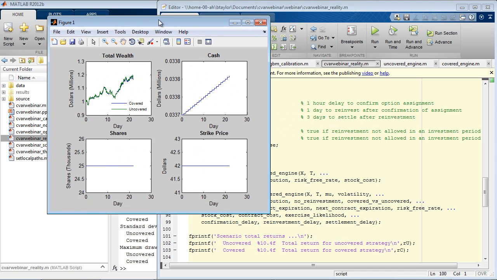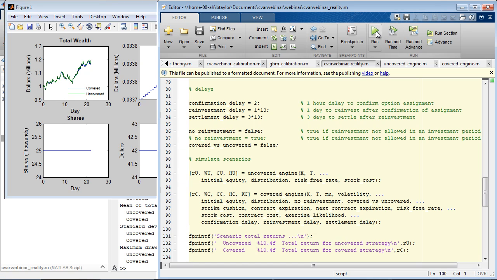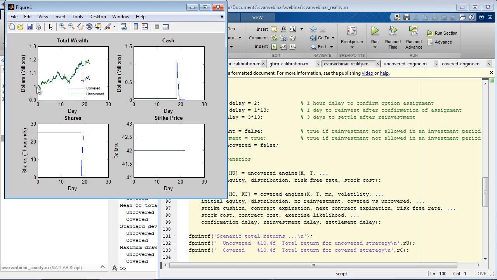Okay, here we are. All right, so this is an example for a single scenario, and the green line is the uncovered position. Essentially, this is your initial wealth, and after a month, which is 22 days in this case, this is what the scenario would calculate as the return over this period. The covered position in this case doesn't have a lot of slippage. It's also showing the number of shares you have in the covered position, your cash position, which in this case is just incrementing upwards by the interest that you get at the end of each day, and this is your strike price.